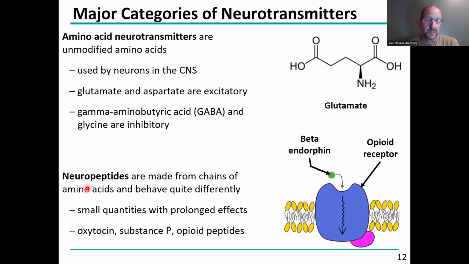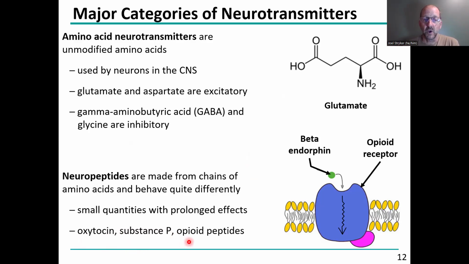Another category are neuropeptides. These are made from chains of amino acids. They behave differently in that small quantities of them can have very long, prolonged effects. They are bigger, they are harder to diffuse away. Examples include oxytocin, which I know we think of as a hormone, but remember, just like we talked about norepinephrine on the previous slide, the difference between a hormone and a neurotransmitter has only to do with how it's released. The same chemical could be either one, right? So oxytocin, if it's released in a synaptic cleft, would be a neurotransmitter. If it's released into the bloodstream, it would be a hormone.